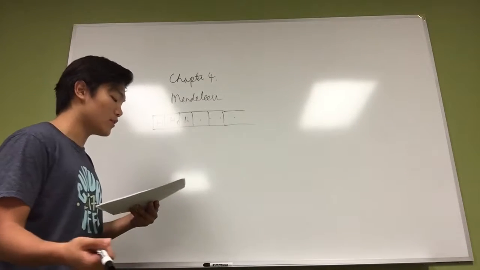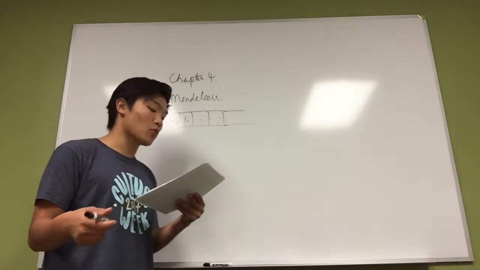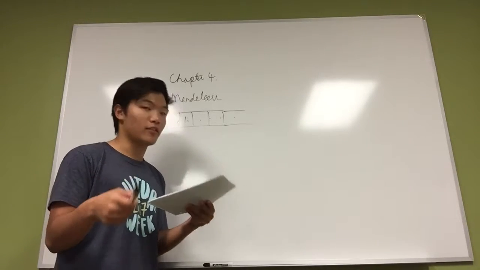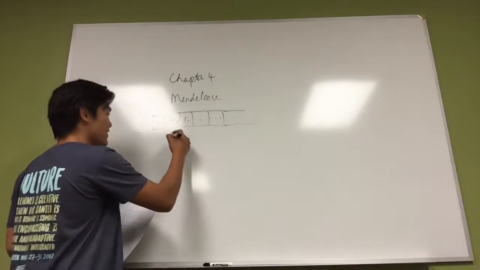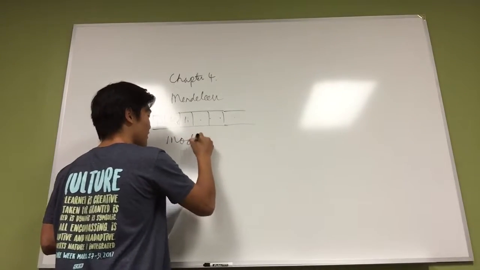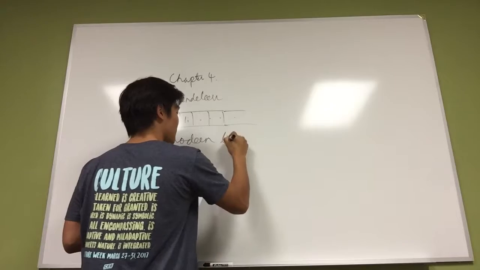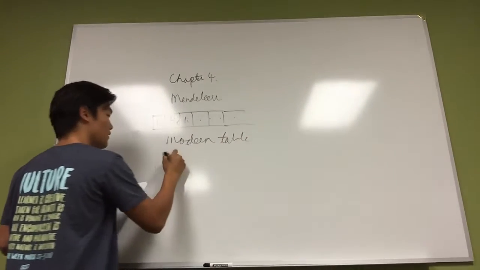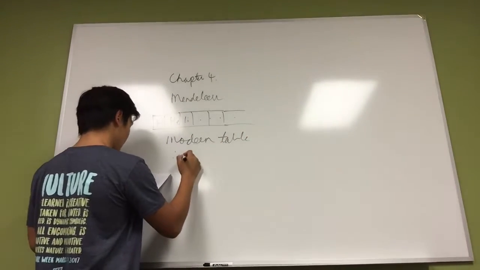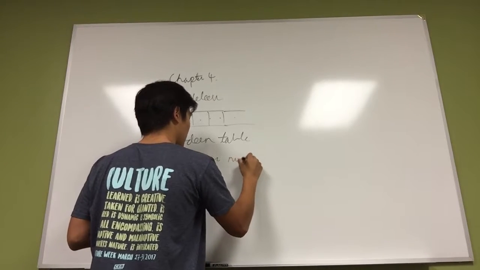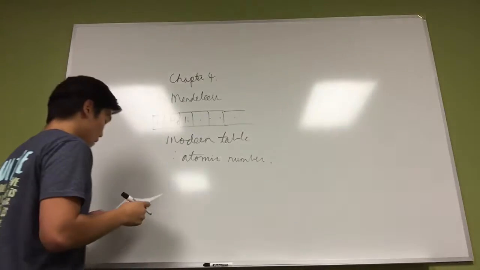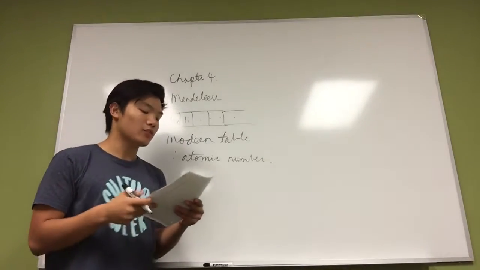So the modern table is now listing elements according to the atomic number rather than the atomic mass. The modern table is now arranged by atomic number rather than atomic mass. And then in chapter 4 we talk about electron configuration.